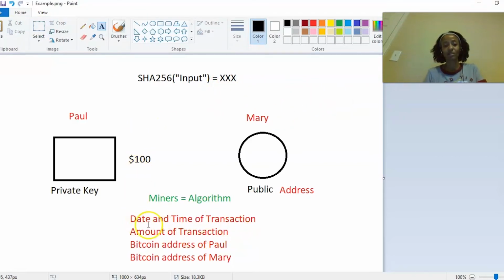Like I said, the input would be the date of the transaction, the amount of money, the private key, the public address, and all that information. So it'll take all that information and spit it out in 256 bits. And that's what a hash is. So what happens is Paul wants to send Mary the money.